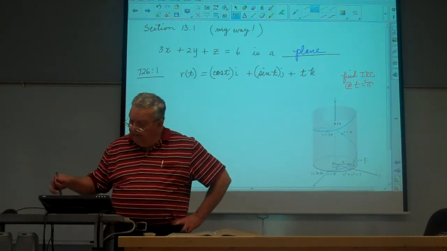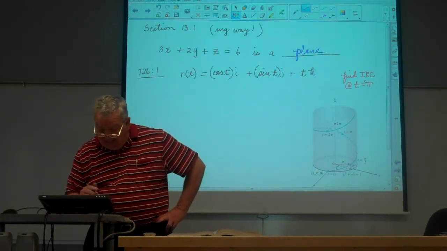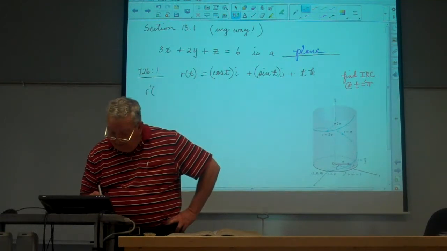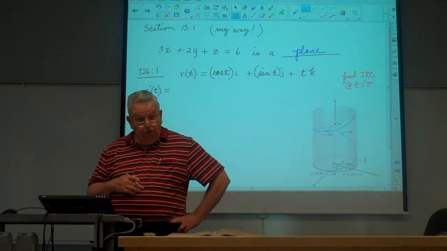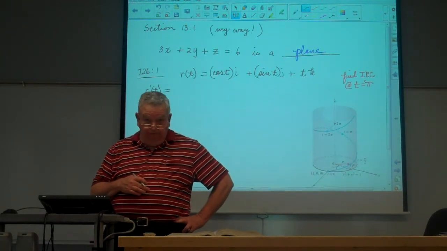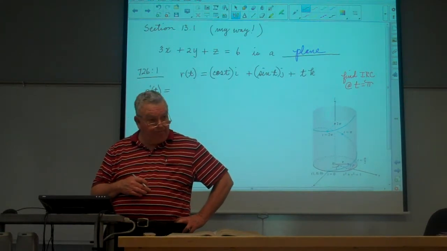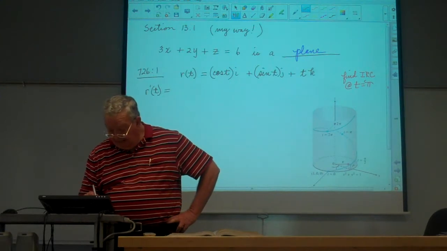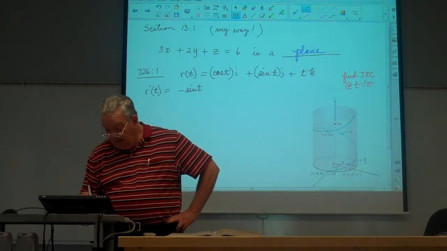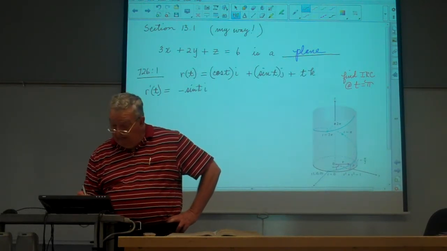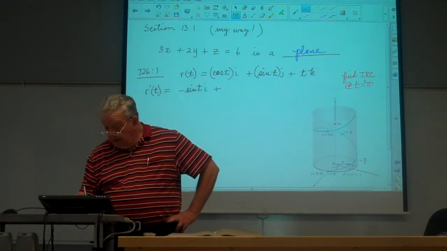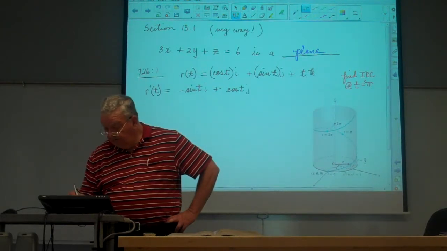Okay, well, I'm going to need to find, suppose I want to find r prime of t. You want to tell me what to do? How do you take derivatives? One term at a time. So this looks to me like minus sine t i plus cosine t j plus k.